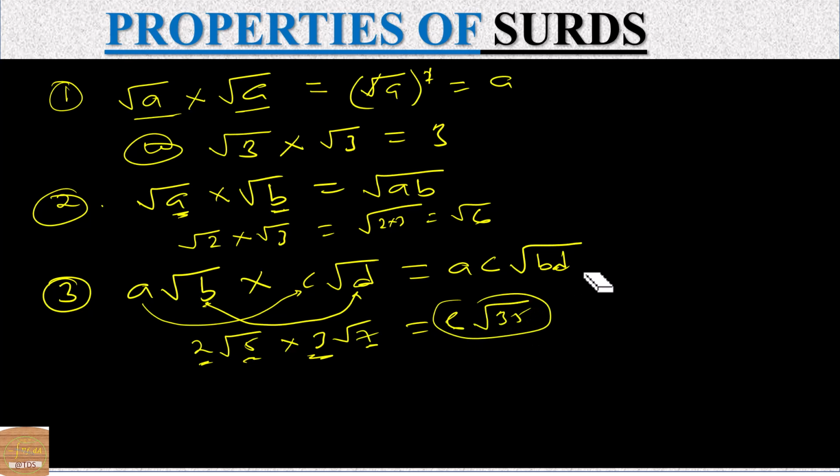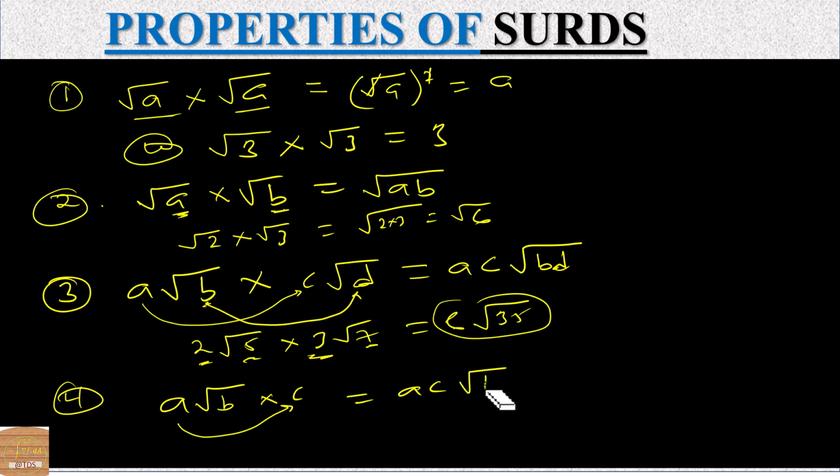Now the fourth one has to do with this. In case we have, let's say, A root B times C, okay, let me write it well, times root C. So this one will multiply this, so we have AC times root B. Alright.